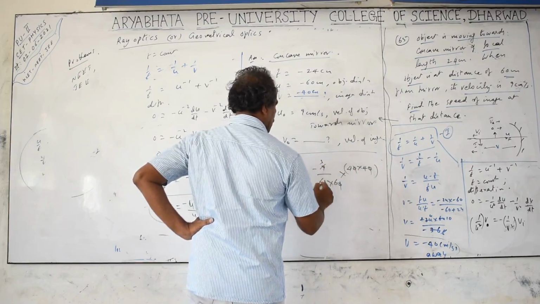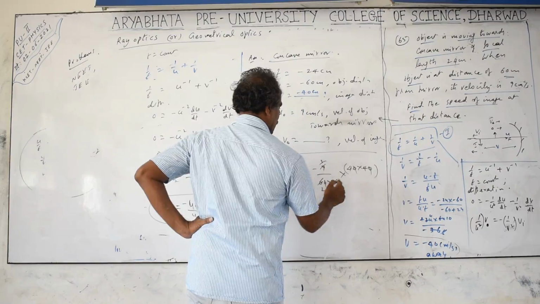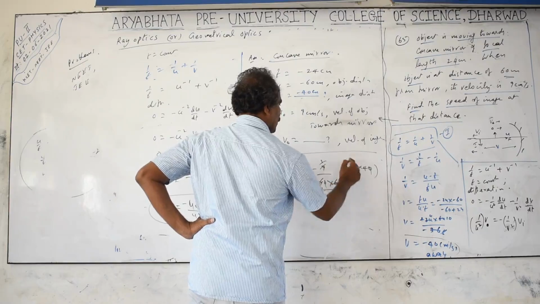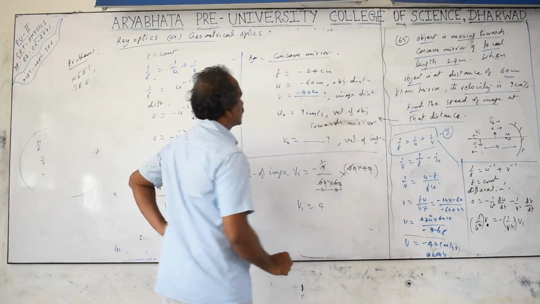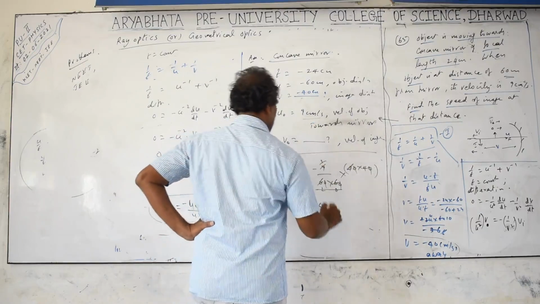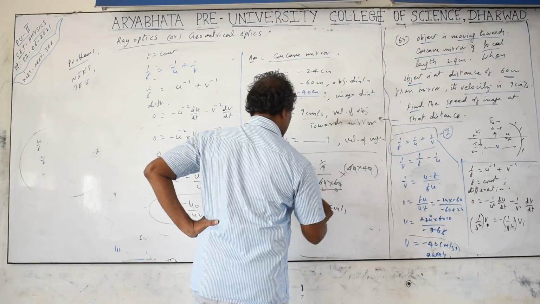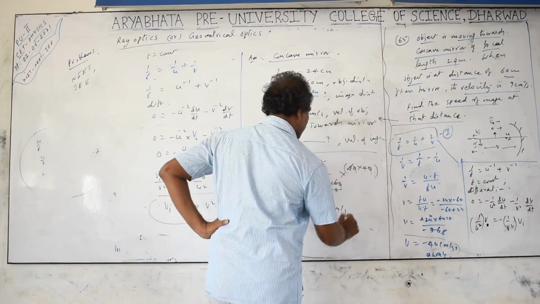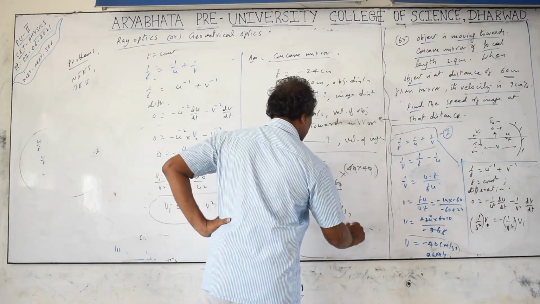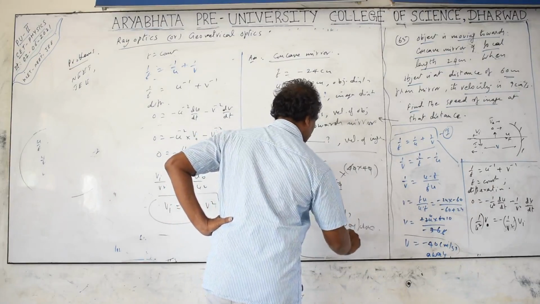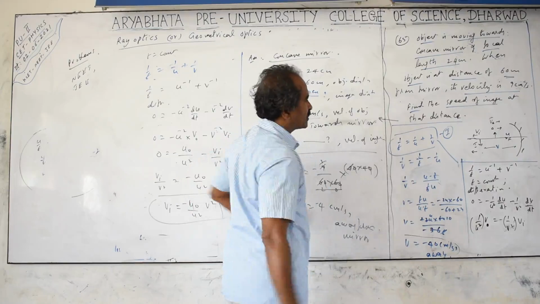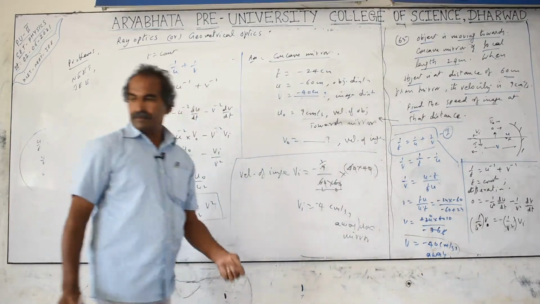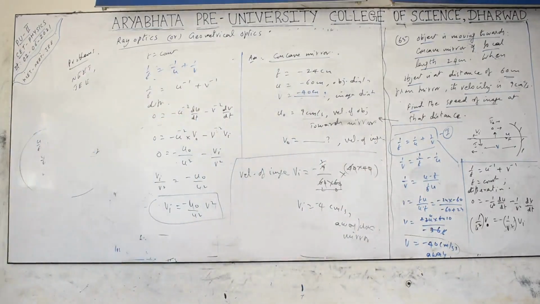3 3s are 9, 3 2s are 6, 2 2s are 4, cancels. Result is 4 units. Whatever units are given for the object, centimeter per second, this is also centimeter per second. Minus sign comes. The negative sign indicates away from the mirror. If the person is moving away from the mirror, then the image moves towards the mirror. You have to take just the opposite direction of the motion.